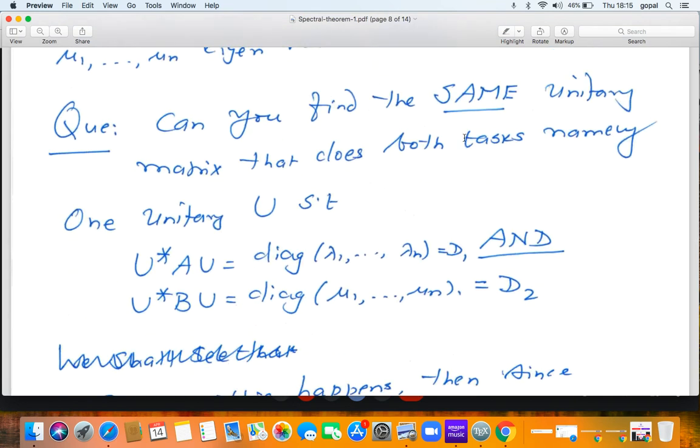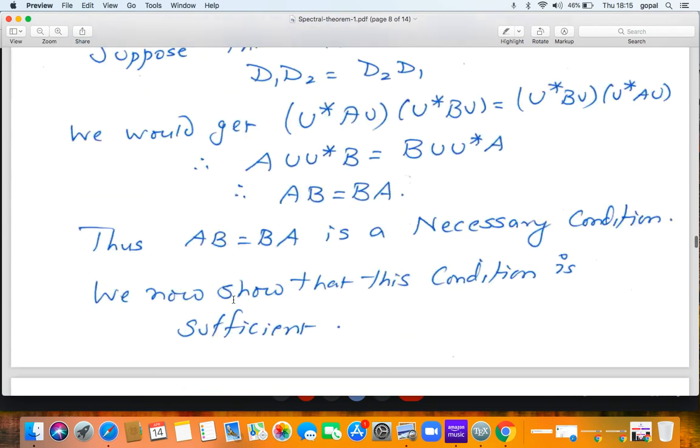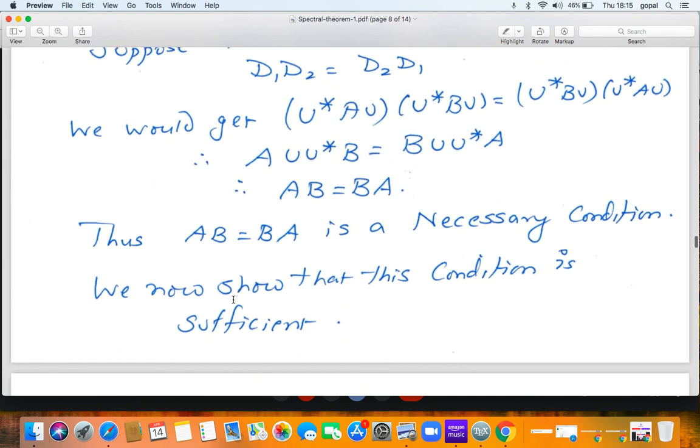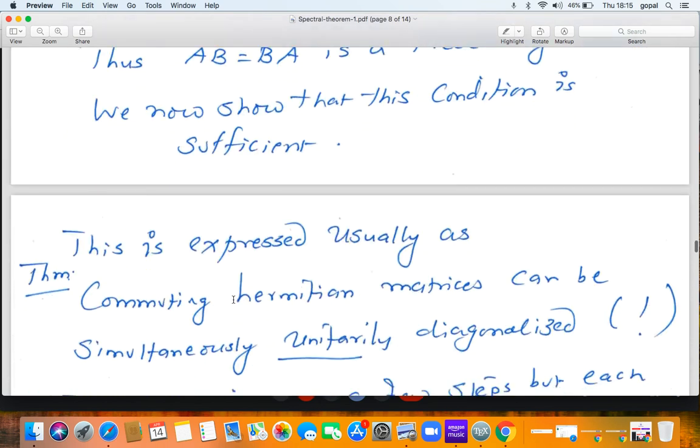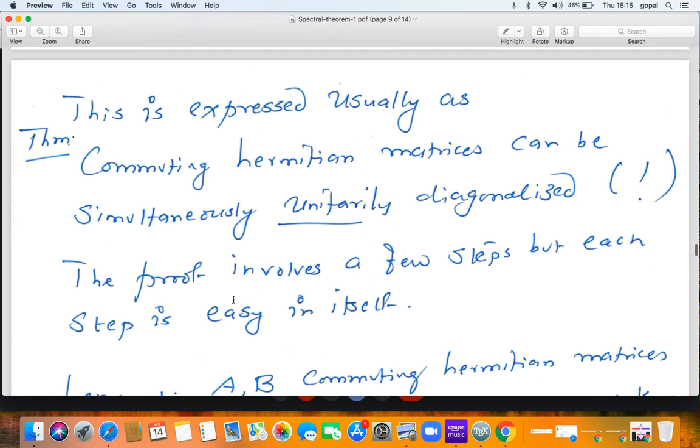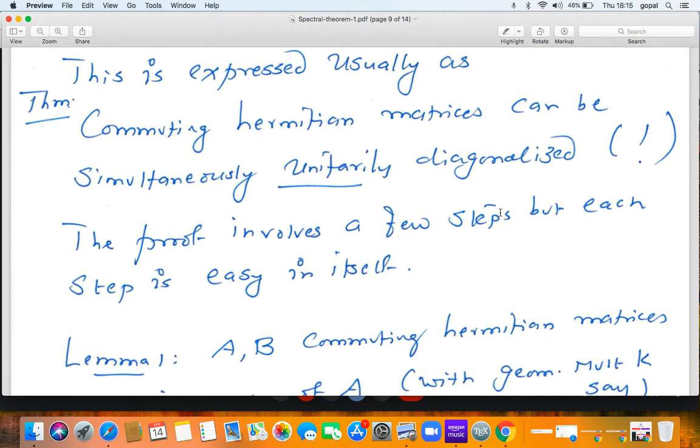So AB equal to BA is a necessary condition for this simultaneous diagonalization by a common unitary matrix. Now we shall see that this condition is also sufficient. This property is expressed by saying that commuting matrices can be simultaneously unitarily diagonalized. This is what we have to prove, that there's a common unitary matrix that diagonalizes both of them simultaneously.